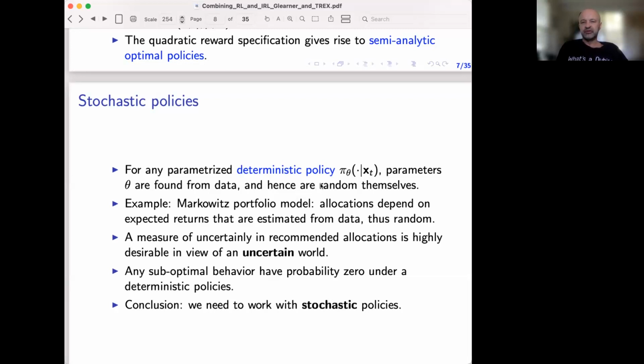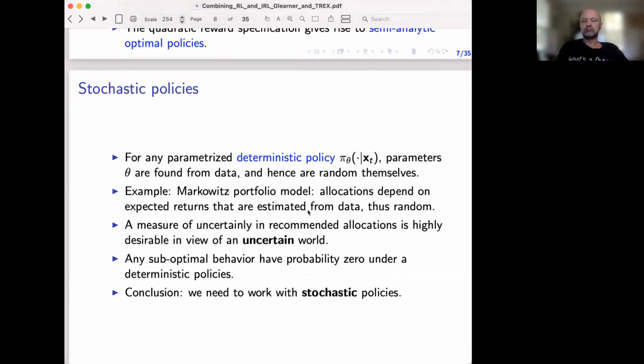But for practical applications, even though in theory we deal with deterministic policy, because we always find parameters from data, de facto our policy becomes somewhat stochastic, right? For example, in Markowitz's portfolio model, we estimate expected returns from data, and therefore they themselves are random, which makes allocations kind of stochastic. So instead of working with deterministic policies and random data, we can take a more principled approach and insist that we work with stochastic policies. This is what is done here. There are multiple advantages of doing it this way. In particular, stochastic policies allow you to quantify uncertainty around your decisions.